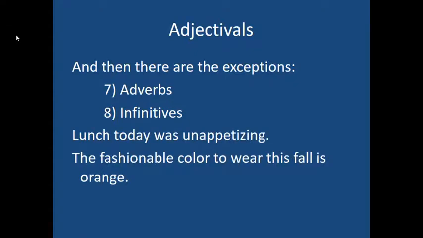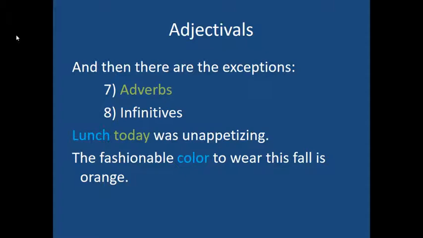So if I said lunch today was unappetizing, well, in this first example, the word lunch is being modified with the word today, which is kind of weird. Today is a noun working as an adverb, working as an adjective. Wrap your head around that one. Today is a noun working as an adverb, which we call the adverbial objective, but it's actually working as an adjective this time because it's describing lunch.